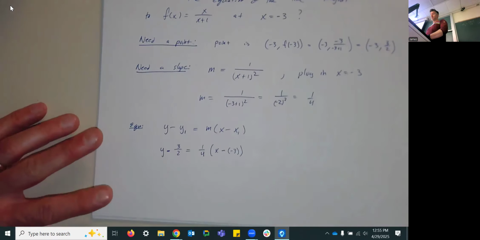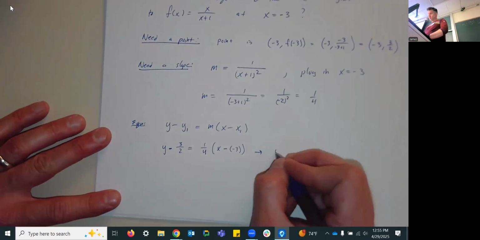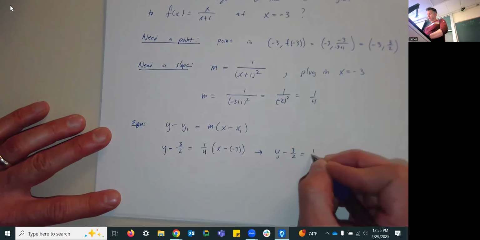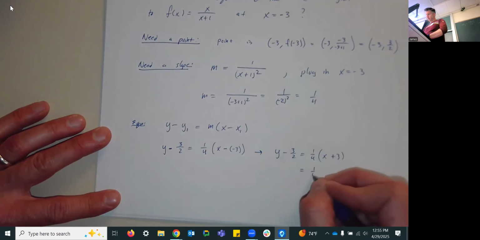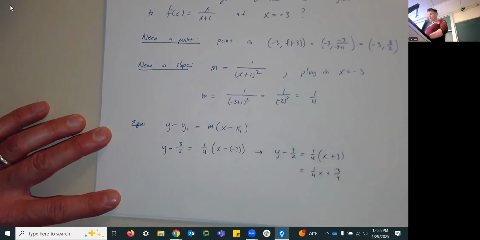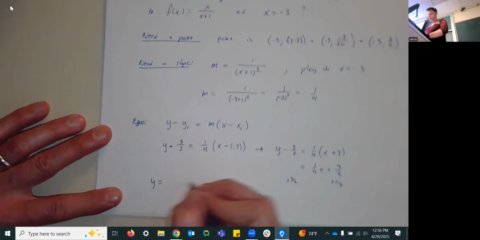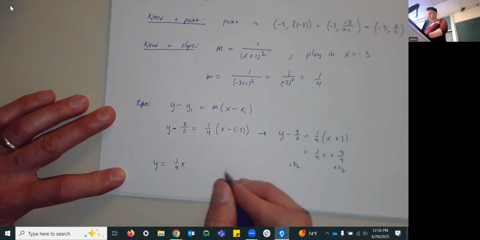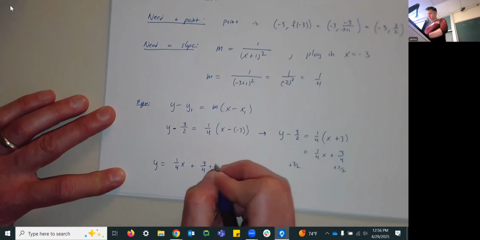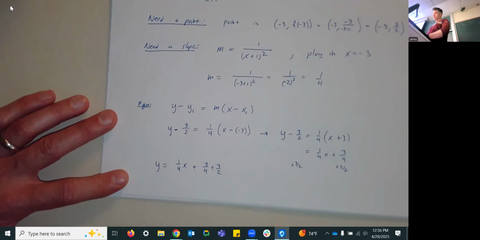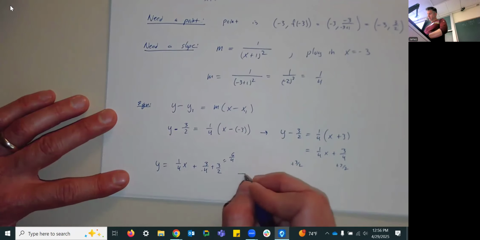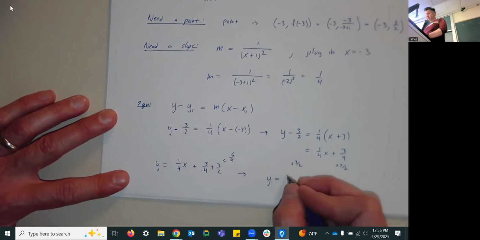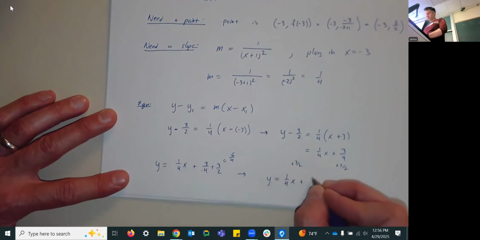So if you write this in the y equals mx plus b form, we have y minus 3/2 equals 1/4 times x plus 3. Distribute the 1/4. That's equal to 1/4 x plus 3/4. And then we're going to add 3/2 to both sides. So we get y equal to 1/4 x plus 3/4 plus 3/2. And if you want to have those together, 3/2 is really 6/4. So 3/4 plus 6/4 is 9/4. So we could say in the y equals mx plus b form, our equation is y equals 1/4 x plus 9/4.